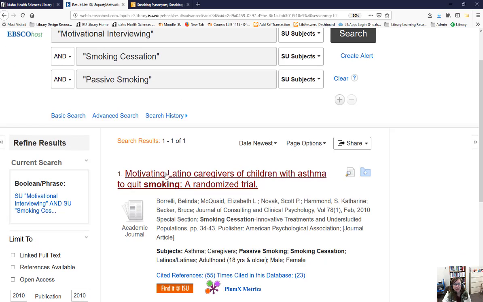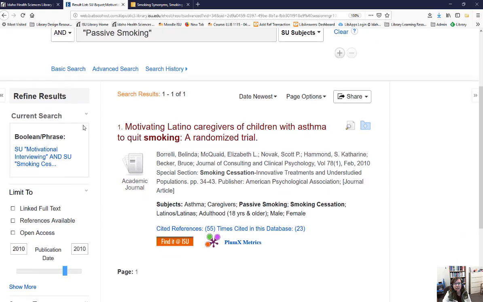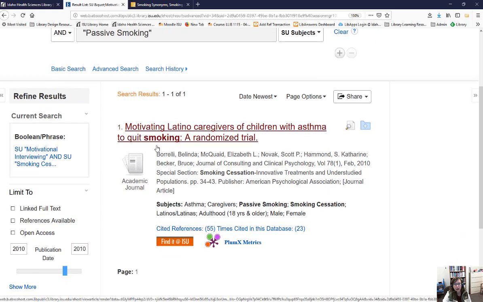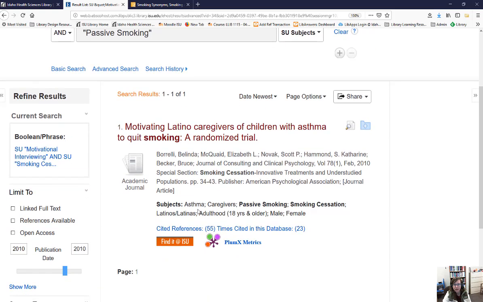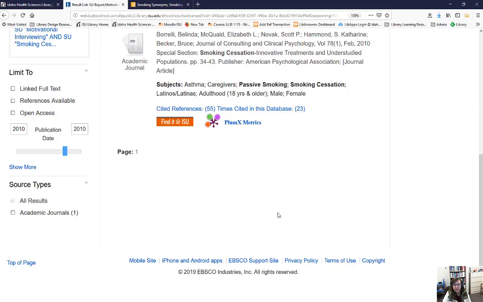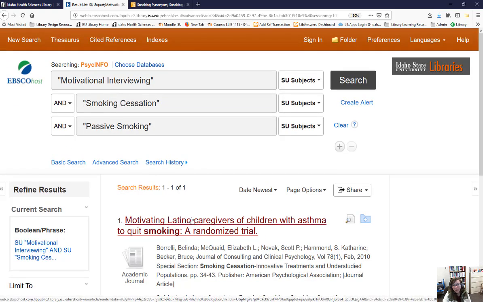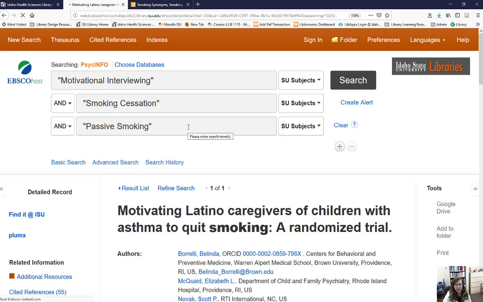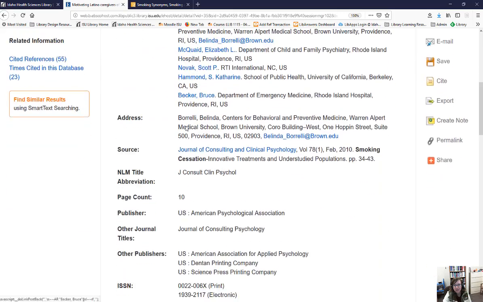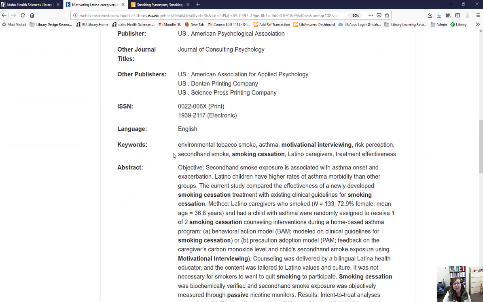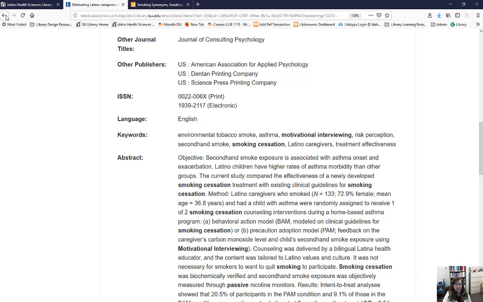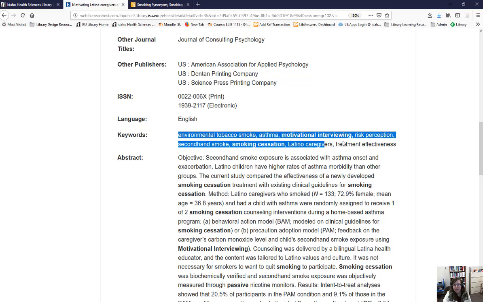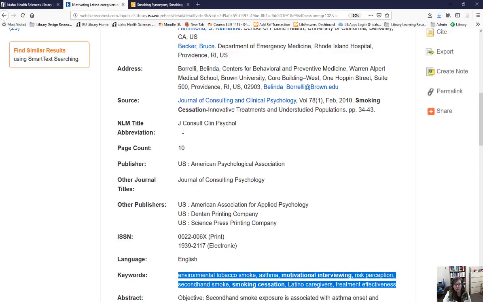Okay. Motivating Latino caregivers of children with asthma to quit smoking, a randomized trial. So this does not say motivational interview. But it actually should say motivational interviewing in the subject area, and I wonder why it doesn't. And this is the only result we got. Well, it worked because this is a relevant record. So let's open this up and see if I can figure out why this came back. Oh, because it's also searching some additional keywords here. So we weren't shown on the result page, but if we open up the record, we can see some additional keywords that it's also searching in this subject.